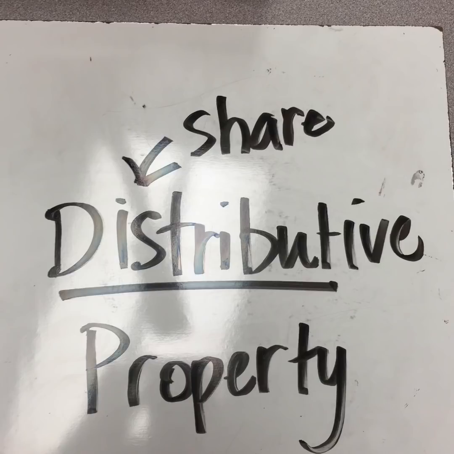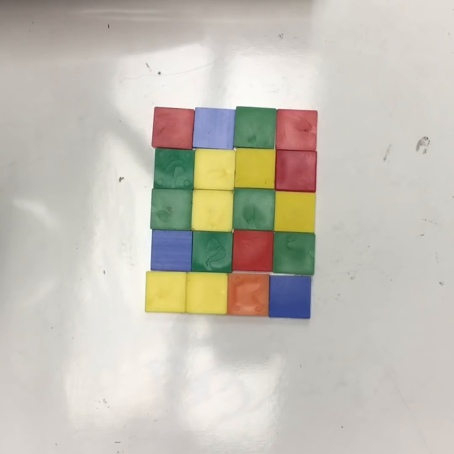So to start off, the distributive property really comes from the word distribute. And the word distribute means to share. So in the distributive property, we're going to be sharing multiplication between two arrays, and I'll show you how that's done. All right, so let's try it with this array.